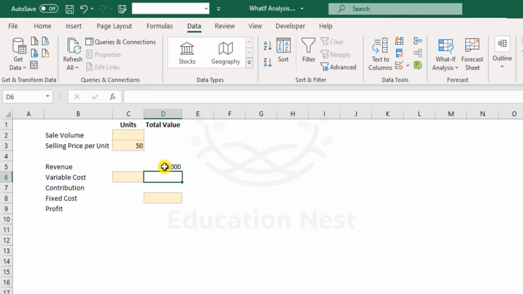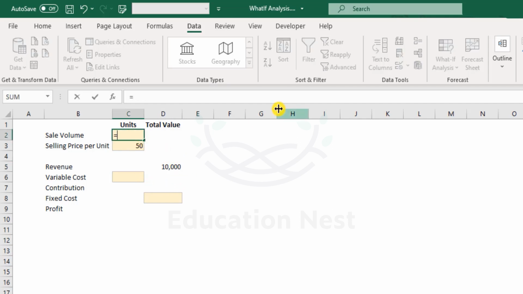Now, I have a target over here and I have a unit rate or the selling price for each chair. Now, I would like to know how many chairs should I sell in order to achieve the target revenue of $10,000. Now, technically, we would do something like 10,000 divided by 50 and we get this value.